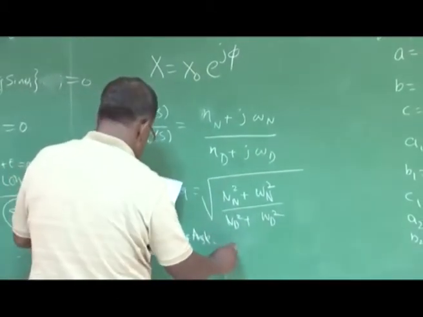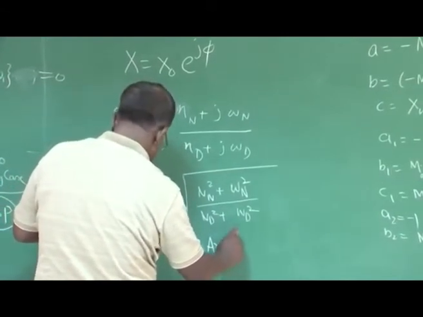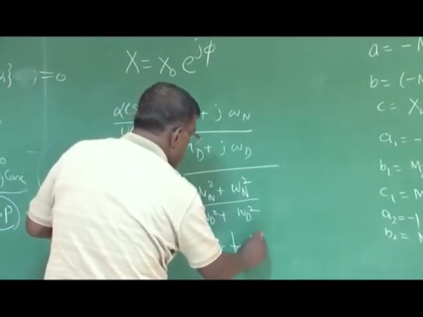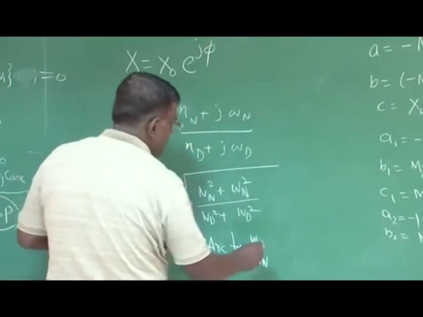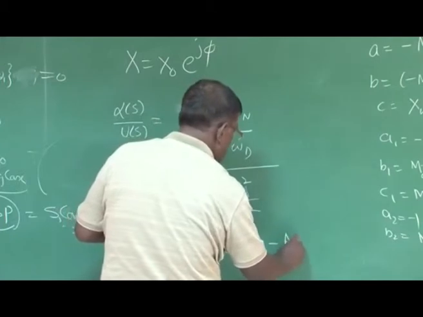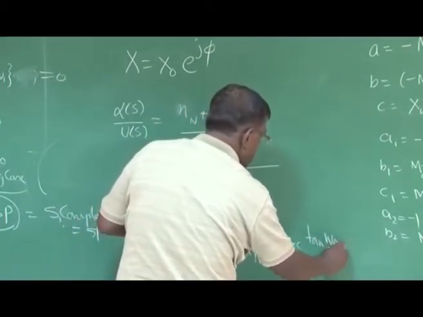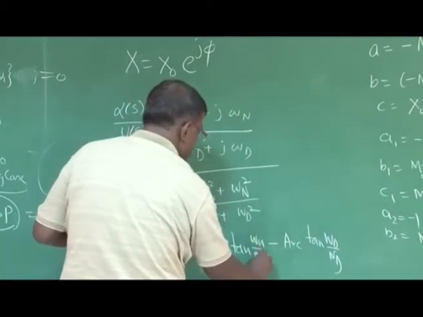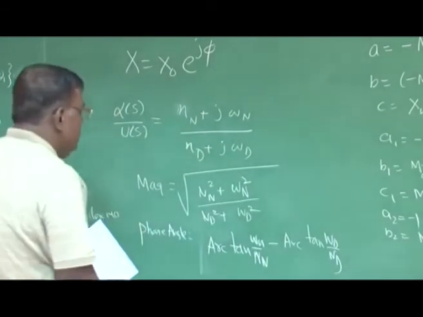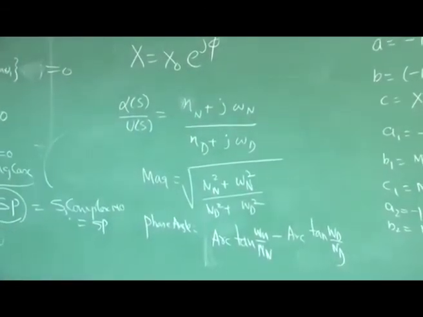and the phase angle is given as arc tan of Wn by Nn minus arc tan of Wd by Nd, the tan inverse. Okay. It is so straightforward.